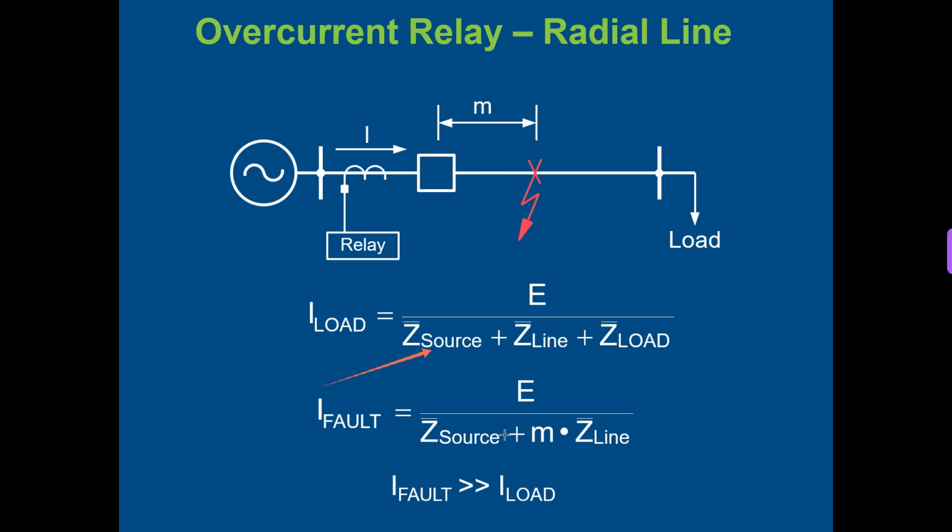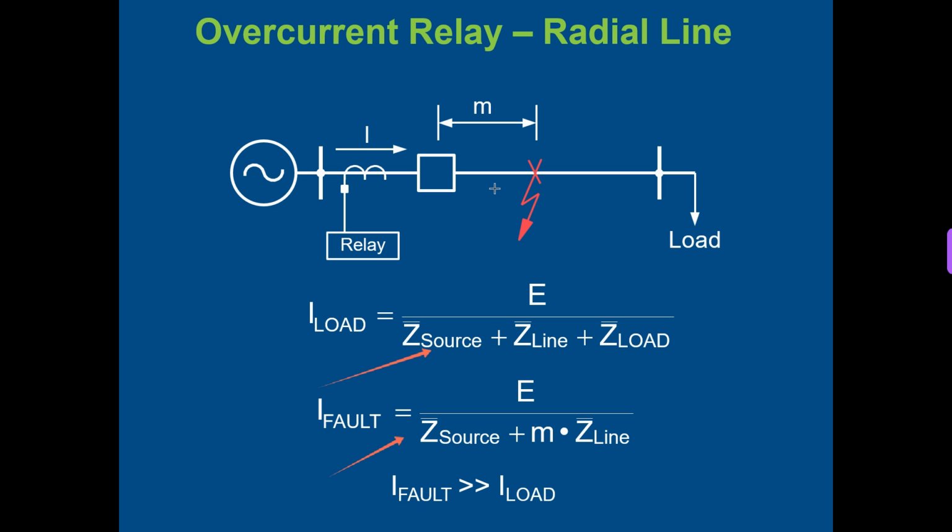So the total fault current will be this. And if you see, as compared to the above, the impedance now for the fault is very less as compared to the load. So the total fault current will be very high. And based on this fault current magnitude, overcurrent protection is designed.